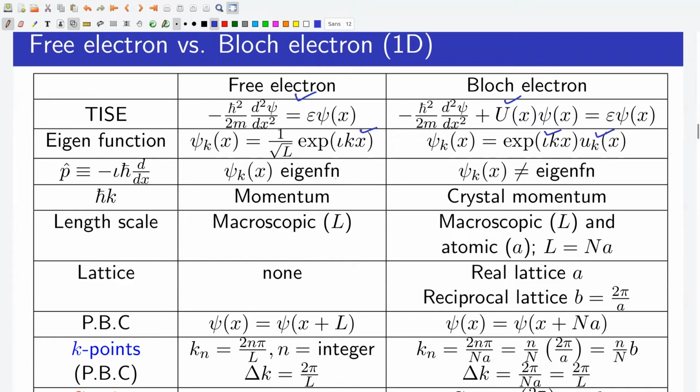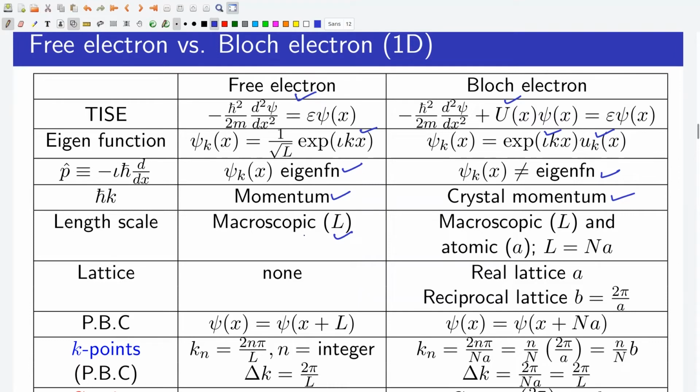ψ_k is an eigenfunction of the momentum operator, and ħk is the momentum in case of free electrons. However, ψ_k is not an eigenfunction of the momentum operator, and ħk is called the crystal momentum in case of Bloch electrons. In case of free electrons, we have only one length scale, L, the length of the box. L can be very large and we can take it as a macroscopic length scale.